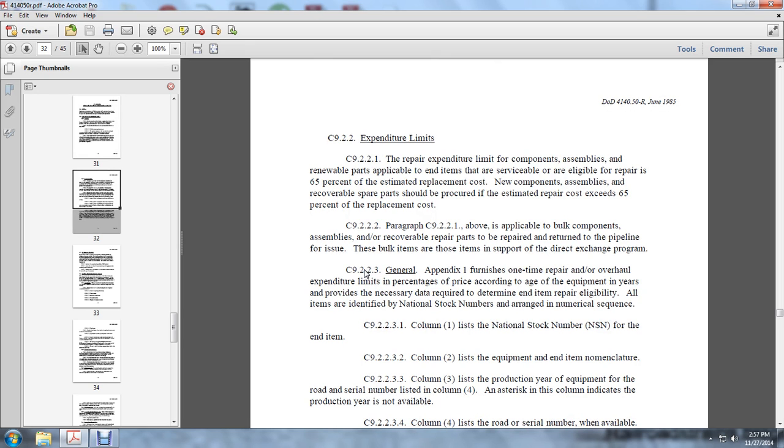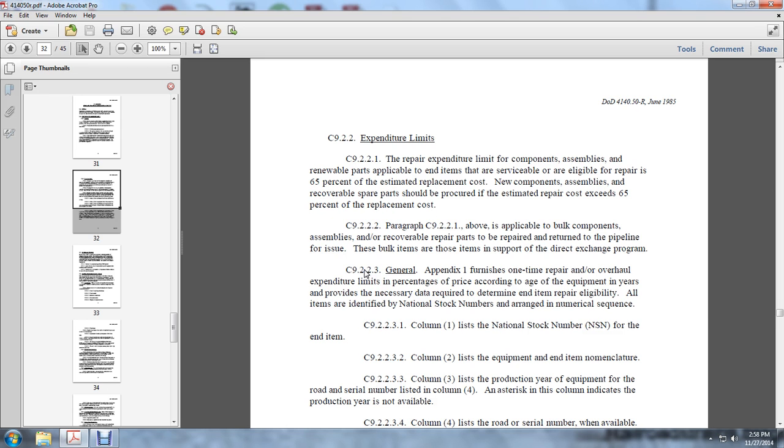Expenditure items. The repair expenditure limits the components of the accessibility. The renewable parts applicable to the end items that are serviceable are eligible for repair at 35% of the estimated replacement cost. The new components, assemblies, and recovered repair parts should be procured within the estimated repair cost of 65% of the replacement cost. Paragraph 69221 above is applicable to the public components. The recovered parts shall be prepared to return to the pipeline for issue. The bulk items are those items that support the direct exchange program.